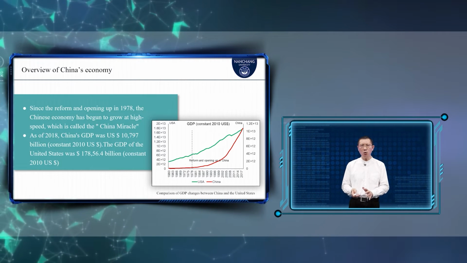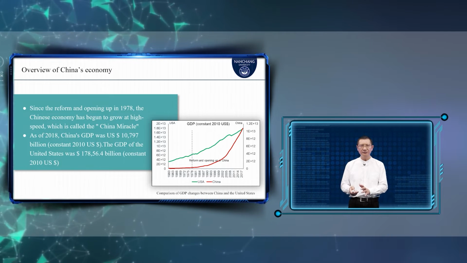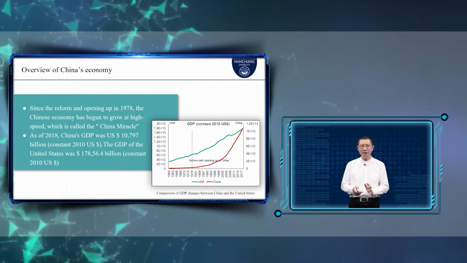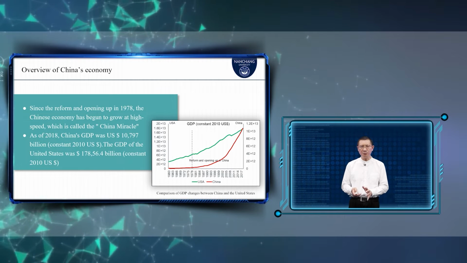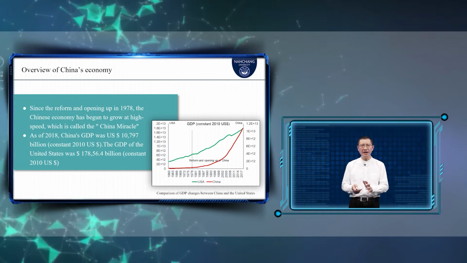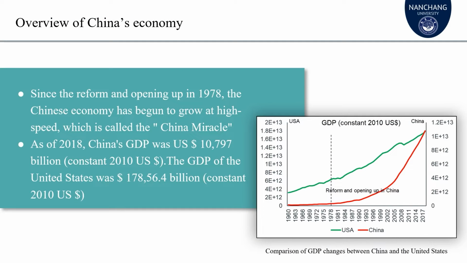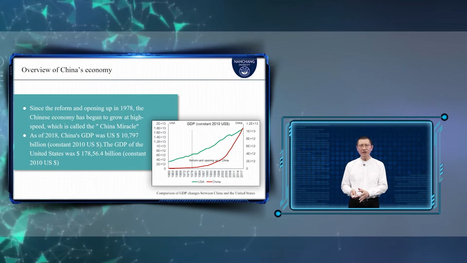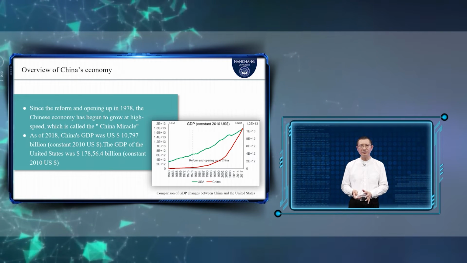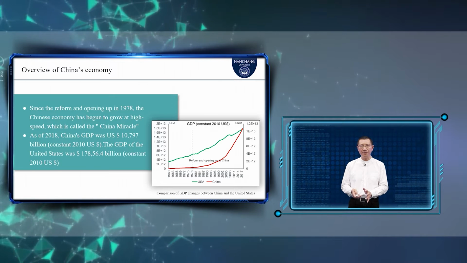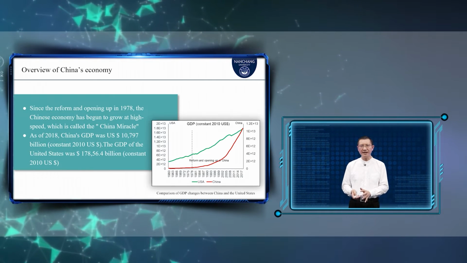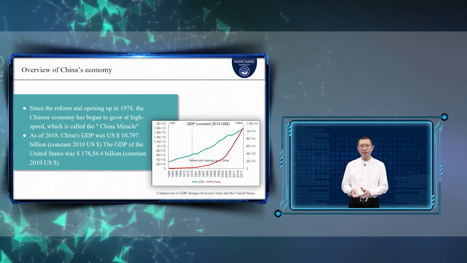Before China's reform and opening up in 1978, China's economy was of small scale, with a very low economic growth rate. During this period, China's per capita income was only at a low level. Since the reform and opening up in 1978, the Chinese economy has begun to grow at high speed. The scale of the economy has also gradually climbed up, which is called the China Miracle. After more than 40 years of reform and opening up, China has continuously surpassed the UK, Germany, and Japan, becoming the world's second largest economy, trailing only the US.